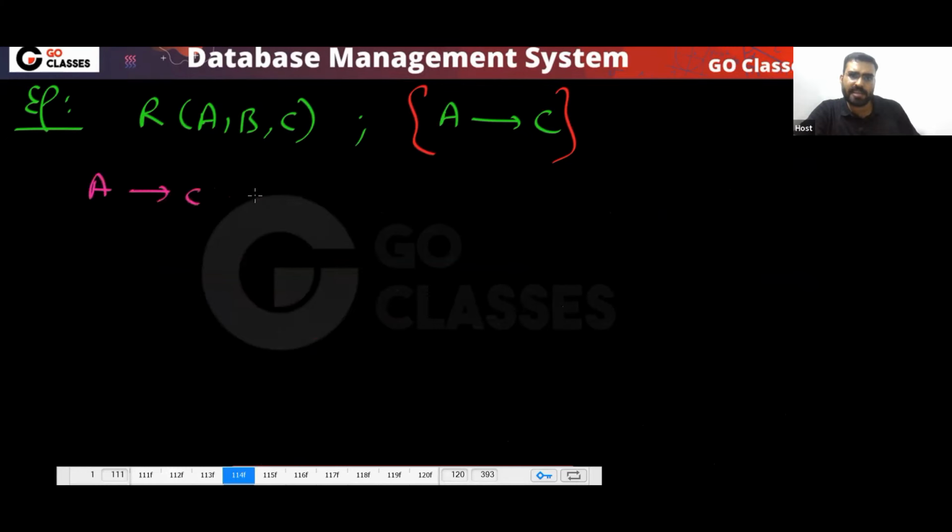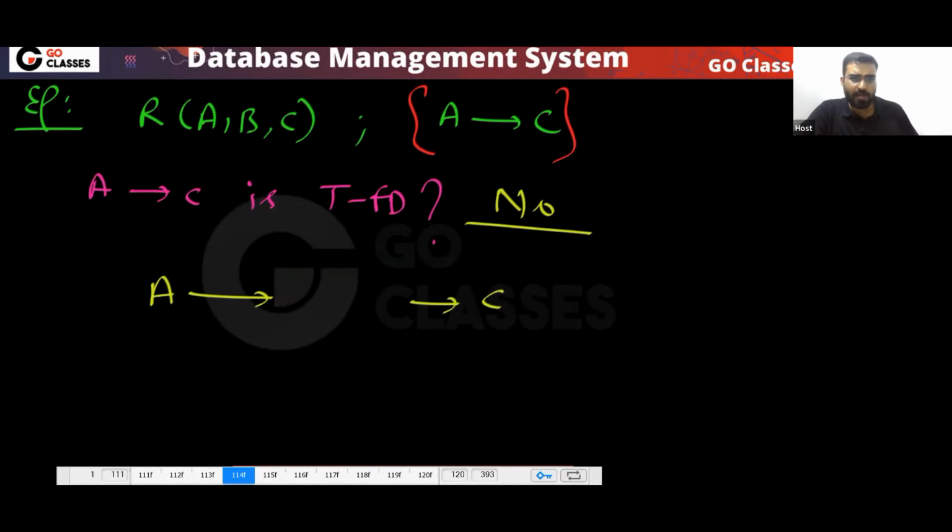A determining C, is it transitive? Can I say this is a transitive functional dependency? The answer is no. There is no middleman. A determines C, there is no middleman. Is there anyone such that this picture will happen?